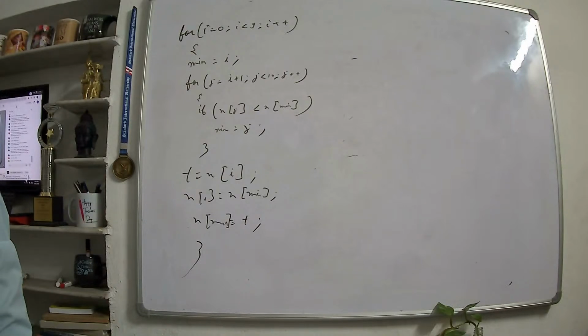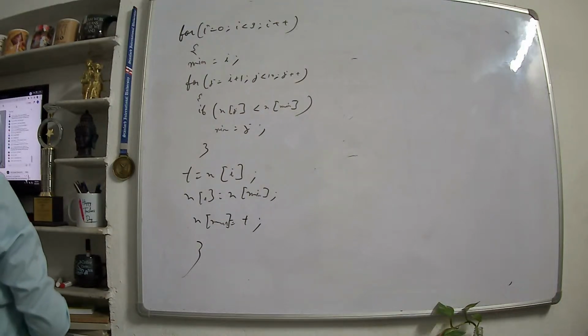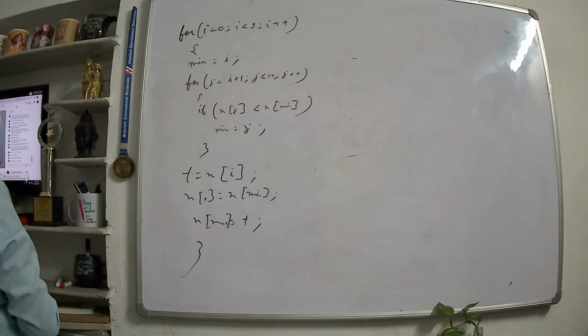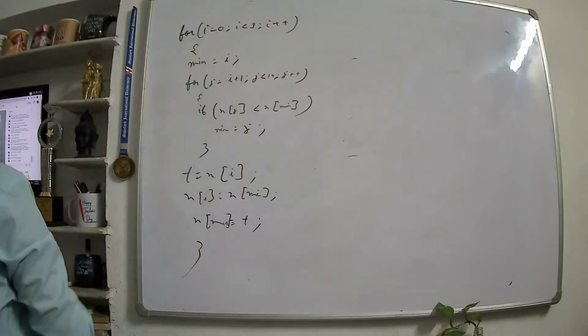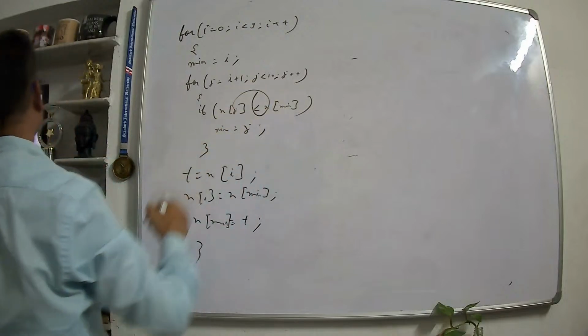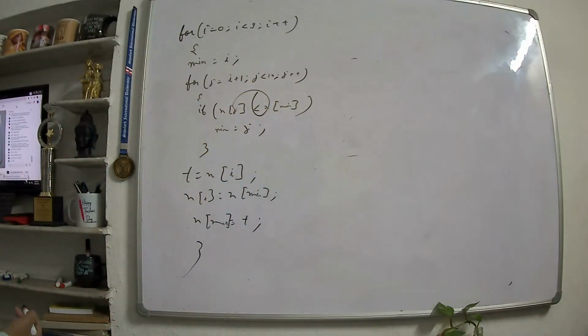Okay, so with this I will end the session. If you have any doubts, anything, ask. In case of strings, instead of less than you can use compareTo: if n[j].compareTo(n[min]) is less than 0. Okay, I'll update.